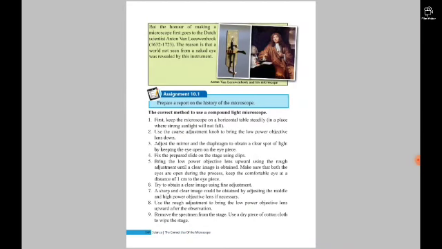The honor of making a microscope first goes to the Dutchman Anton van Leeuwenhoek, 1632 to 1723. The reason is that a world not seen by the naked eye was revealed by this instrument. Nine times magnification wasn't able to show microorganisms. That's the problem. I hope you get good knowledge about this lesson, the compound microscope.